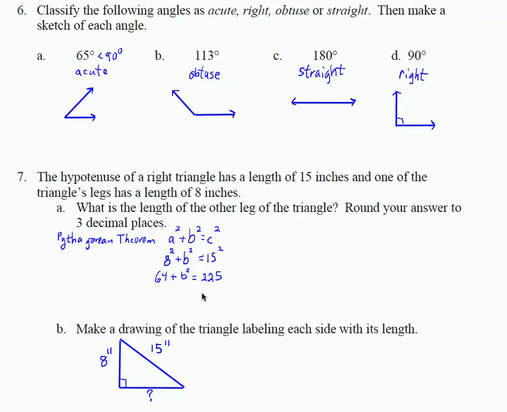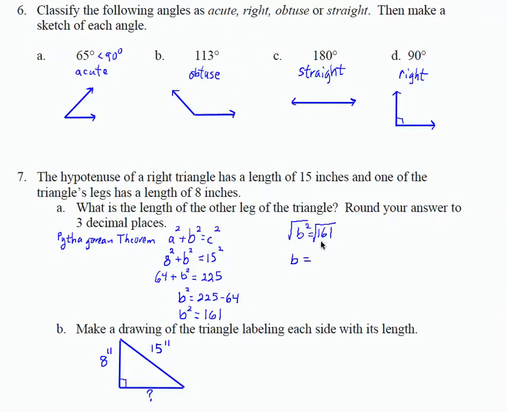Now what I want to do is find the value for b, so I want to get b by itself. I'm going to take that 64 and move it to the other side by subtraction. So that's 225 minus 64. That means b squared equals 161. So if I take that b squared equals 161 and start over again here on the right side of my paper, what I'm going to do is take the square root of both sides of this equation. That's going to give me b on the left.